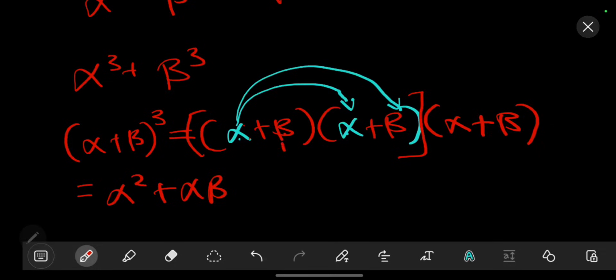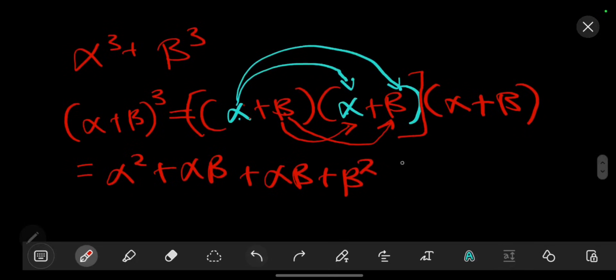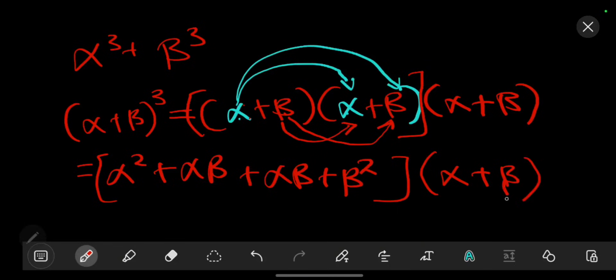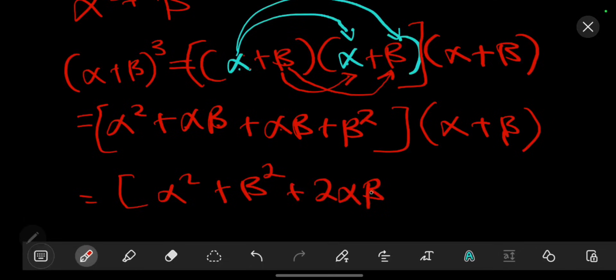When we multiply our beta now, we are multiplying it with this one. We are going to have our plus alpha beta, like that. Then our beta, when we multiply it with the second value, it will be plus our beta squared, like that. So then this should be multiplied with our alpha plus our beta. Then what we are going to get is our alpha squared plus our beta squared. Then alpha beta plus alpha beta will give us 2 alpha beta, like that. Then we have times our alpha plus our beta, like that.